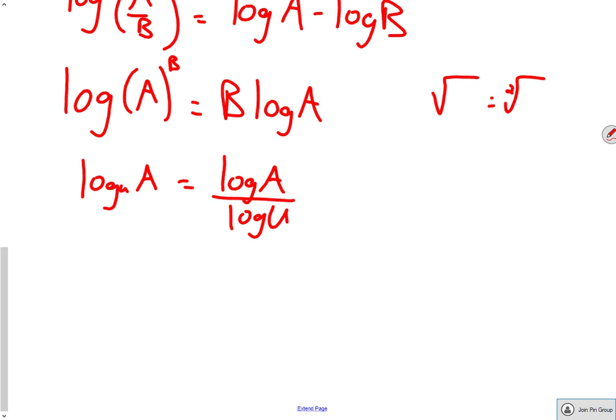No. Okay. So, for example, if I wanted to know what log base 3 of 7 is, your calculator only does log base 10. So what you could actually do is this. Take the log of 7 and divide it by the log of 3. And it'll give you the answer. Okay? Yeah.